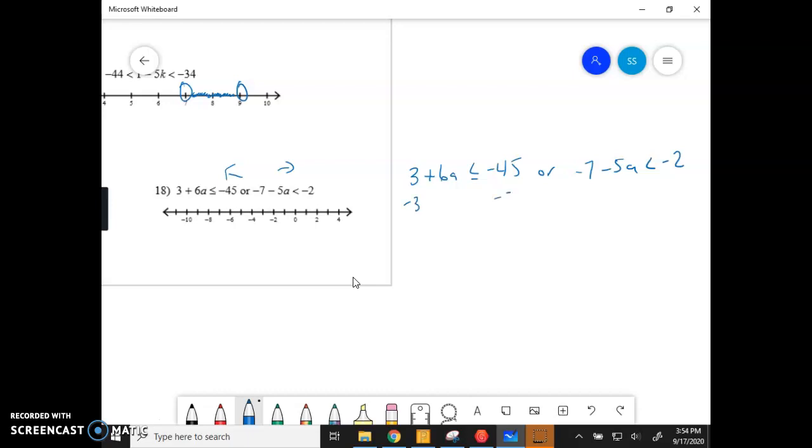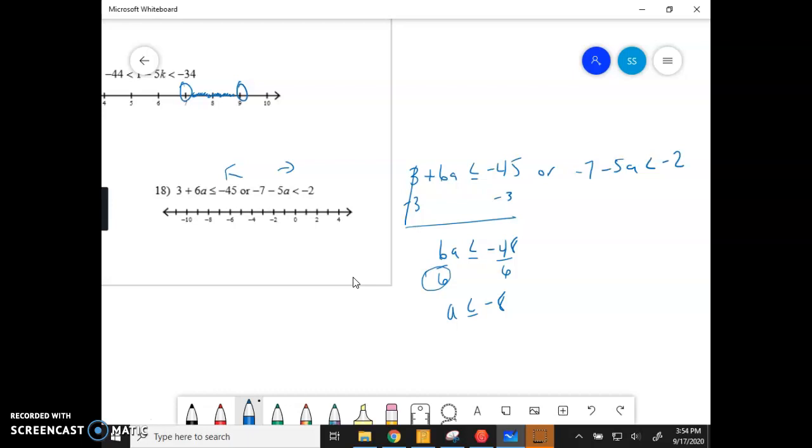Subtract 3, subtract 3. This goes away. I'm left with 6a is less than or equal to negative 48. Divide by 6, divide by 6. I got a is less than or equal to negative 8. No sign switching, right, because we didn't divide by a negative there. Got a negative answer, but we didn't divide by a negative. Hopefully I made that clear.